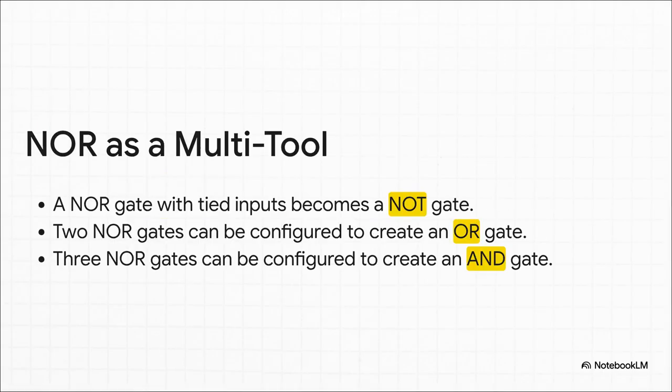You tie the inputs of a NOR gate together, you get an inverter. You want to make an OR gate? Just put that inverter after another NOR gate to cancel out the NOT part. And yeah, with a clever arrangement of 3 NOR gates, you can perfectly replicate an AND gate. It's the same beautiful, elegant principle, you're just using a different multi-tool from the toolbox.